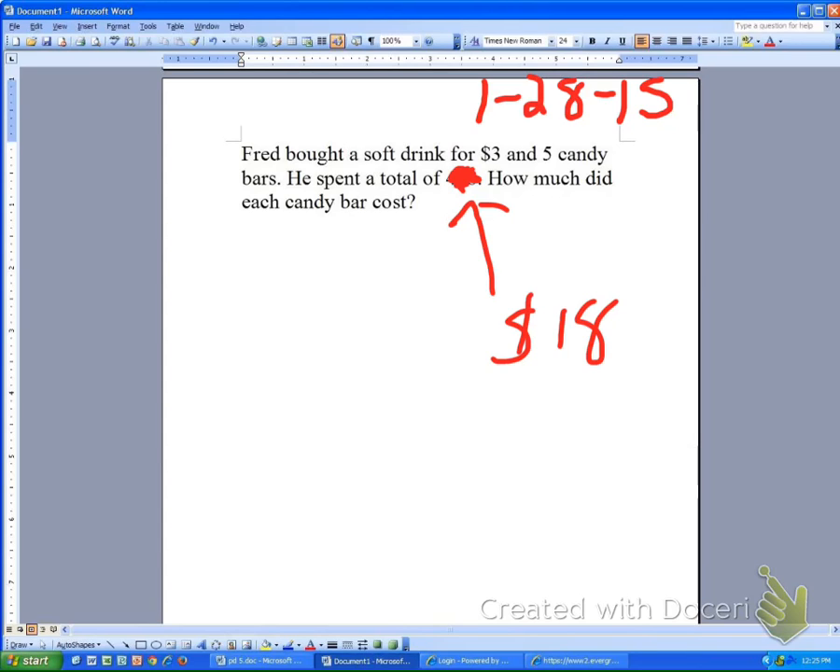So this first problem says Fred bought a soft drink for $3 and 5 candy bars. He spent a total of $18. How much did each candy bar cost? Now, if I read that last sentence, it really helps me to decide what the variable is going to represent. I know that the variable is going to represent the cost of each candy bar because that's what it's asking me to figure out. So, turn the video off, try to write an equation, and then you can turn it back on and check to see if you wrote the correct equation and solved the correct equation.